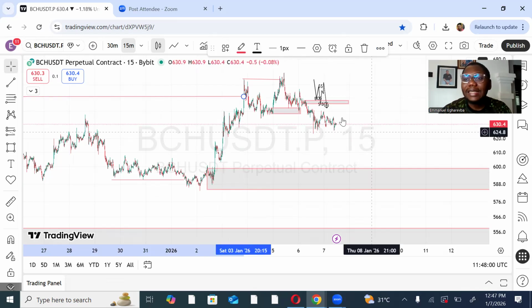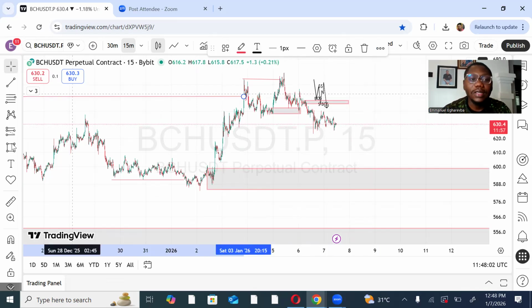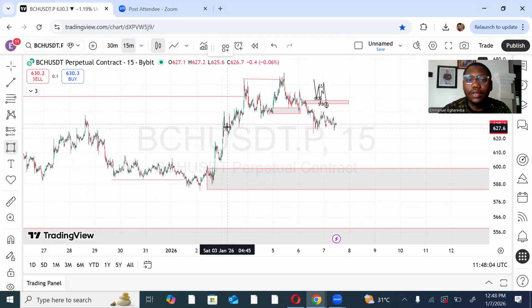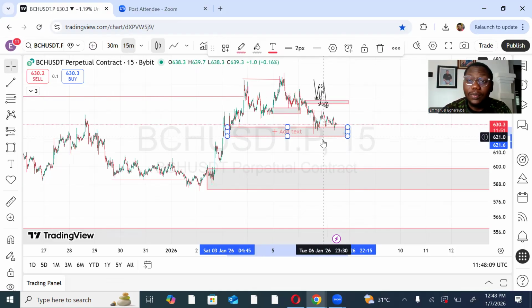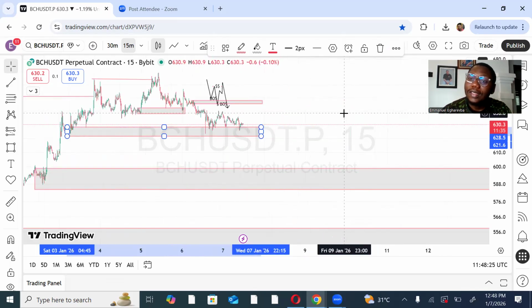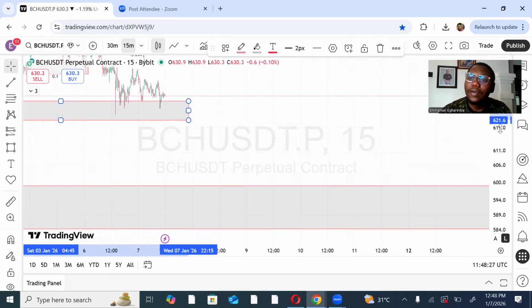So for the meantime, I will not start doing this. I'm not going to be buying from here. I have no business buying from here. This is not valid because we already saw that there was what? A bearish order flow confirmed. You can even see that this was an order block that failed. So we are looking for what? Sell opportunities. We're not looking for buys.